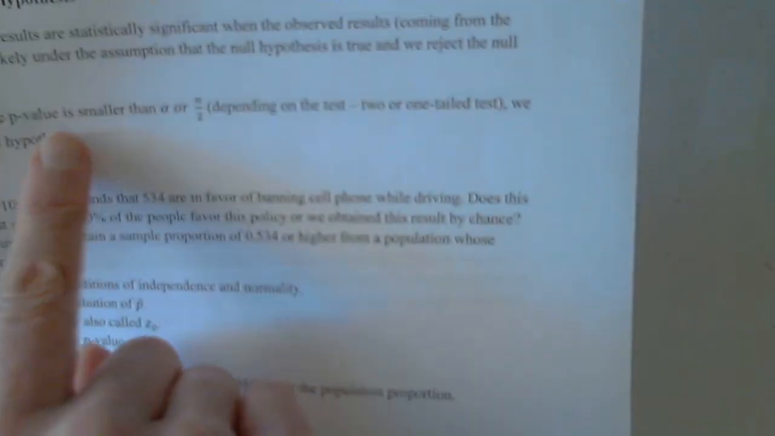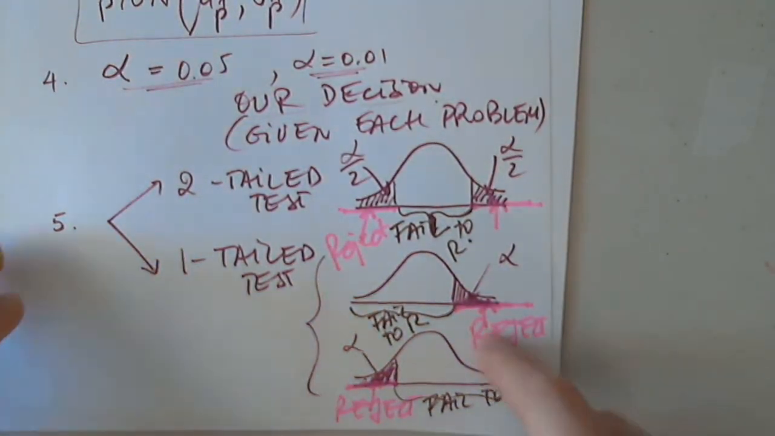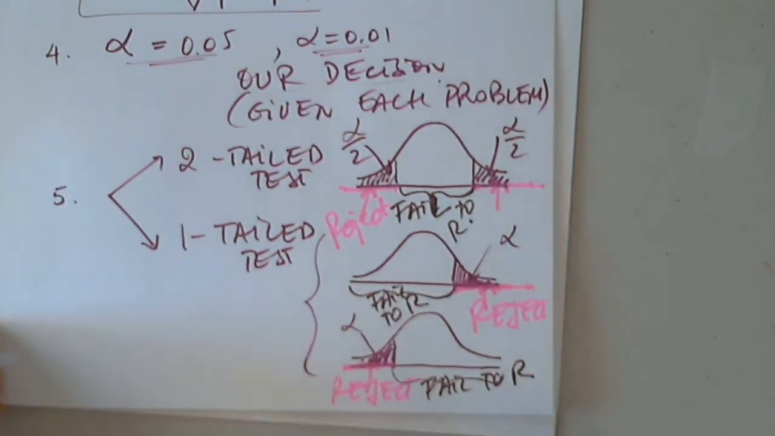I have not talked about the p-value yet. I will come back and talk about the p-value. Right now, this is the structure. And we're going to look at StatCrunch as well as the graphing calculator.